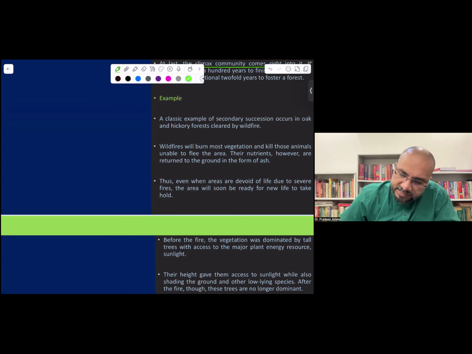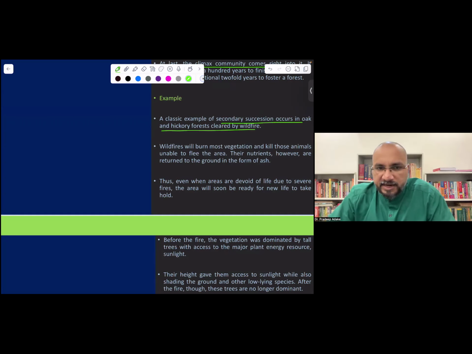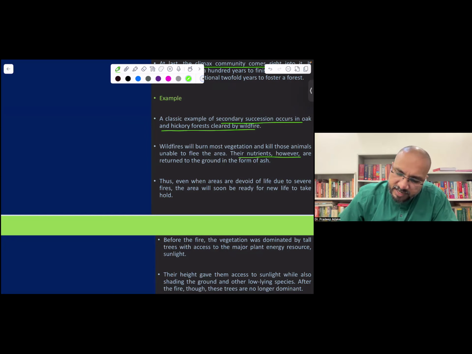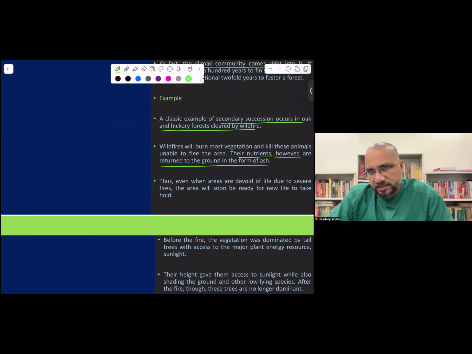So a classic example of secondary succession occurs in oak and hickory forest cleared by wildfire. So wildfire will burn most of the vegetation and those animals which are unable to move. The animals which can move fast, mammals, they can run away. The animals which are very slow, they will be killed, right? Their nutrients, however, are returned to the ground in the form of ash. So recycling of nutrients will happen. Carbon will be turned into carbon dioxide, but the rest of the nutrients will return to the soil.